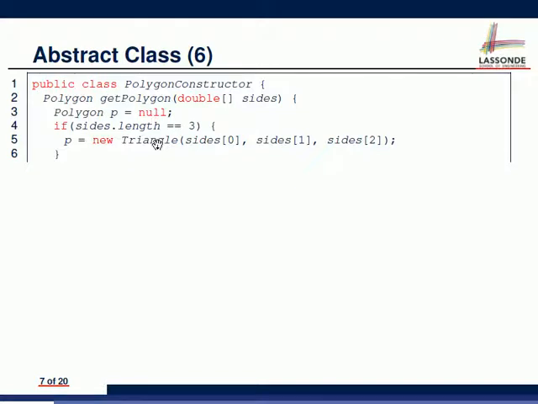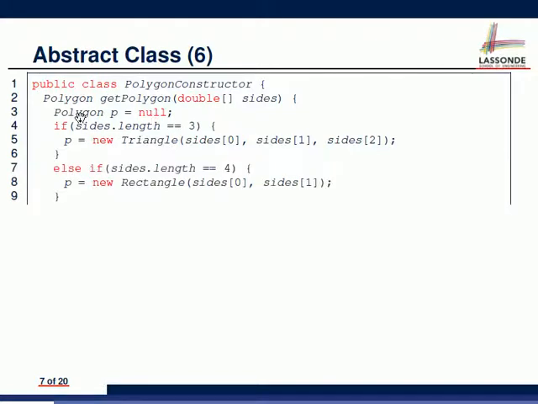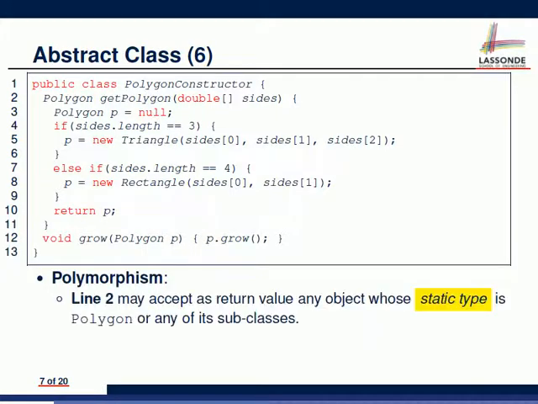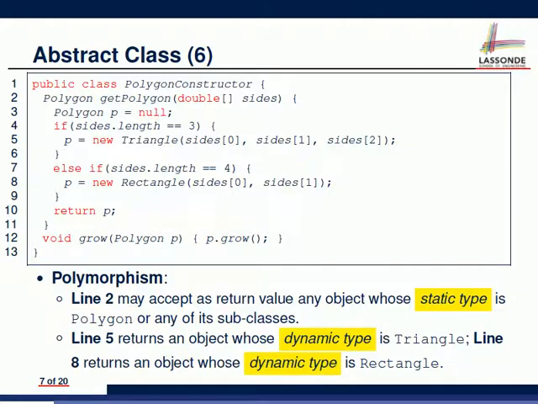Because triangle over here is a descendant class of polygon over here in line number 3. Similarly, if the sides.length is equal to 4, that means we want to create a polygon of 4 sides. In that case, I'll give you a rectangle. You can see that the dynamic type of the object you actually return from this method can either be triangle or rectangle, right? Okay, and then return. You can just go over these. So that's just about polymorphism and dynamic binding.